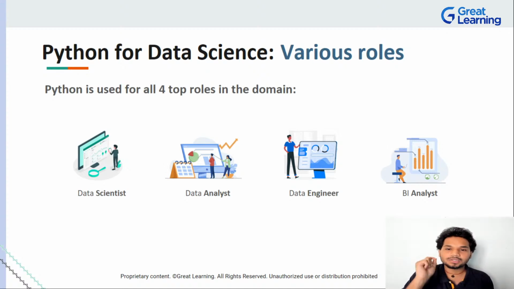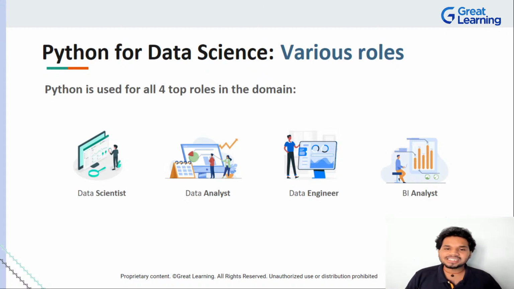Think about the various roles that you have as a person who knows Python for data science. You can become a data scientist. You can become a data analyst. You can become a data engineer, and of course, a business intelligence analyst as well, right? Now, in most of these domains, there are slight differences between what each of these people do. The most popular designation being data scientist, of course.